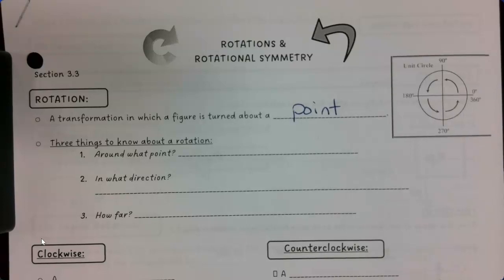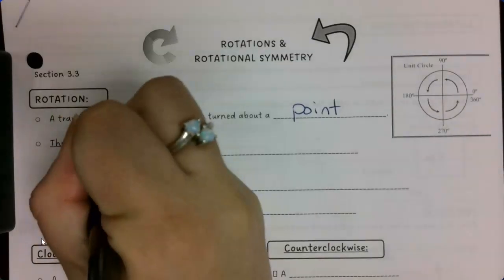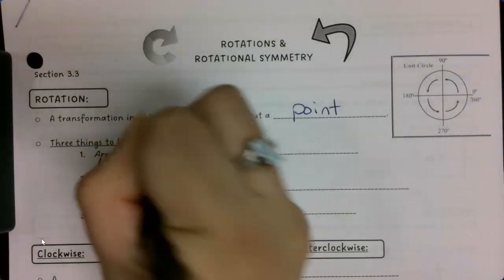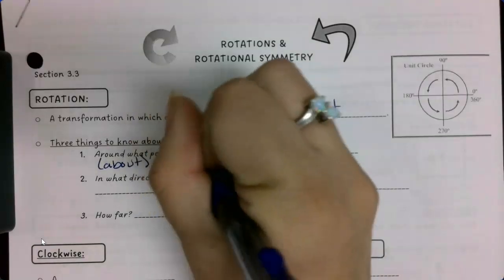So there's three things we need to know about a rotation. We need to know around what point. Another word for this is about. So what is the center of this rotation?